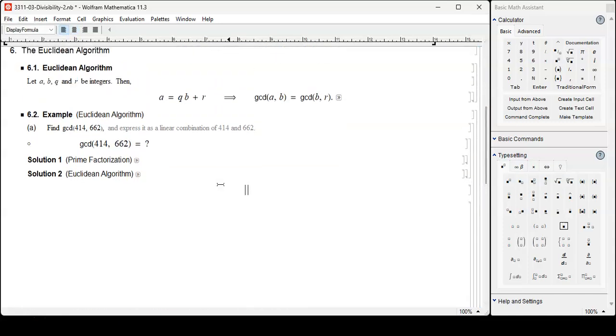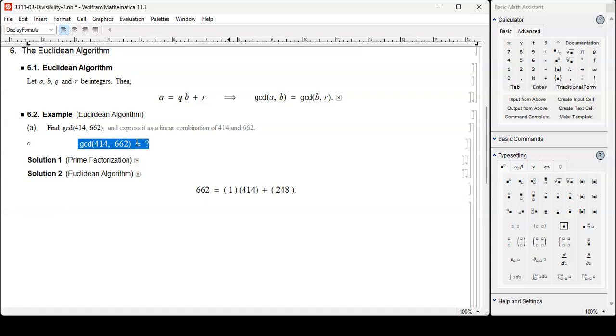So how does it work? Let's begin with the division algorithm. 662 is the bigger number, so divide that by 414. So what's the quotient? And what's the remainder? 414 times 2 is already 828, so the quotient has to be 1. And then the remainder will be the subtraction. 662 minus 414, so we have 248. Is that right? Okay, all right.